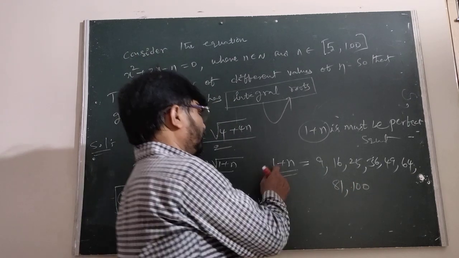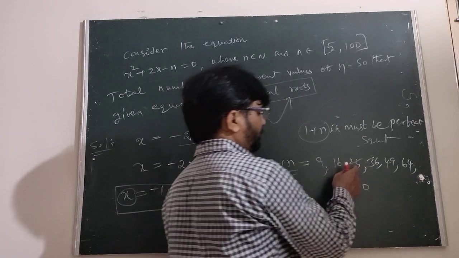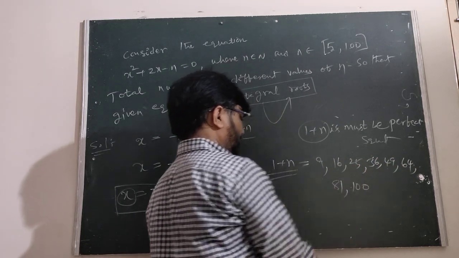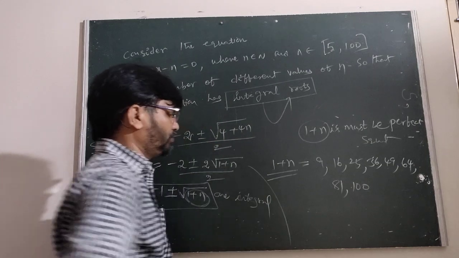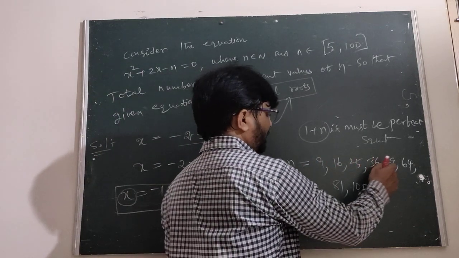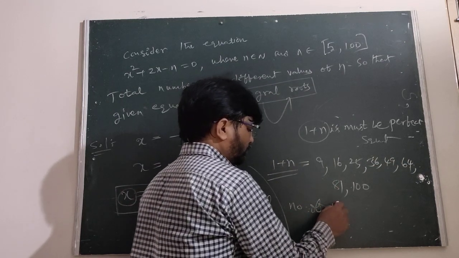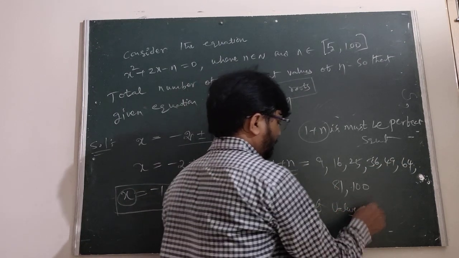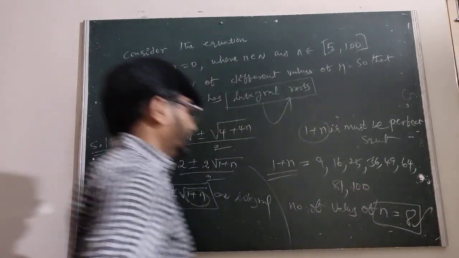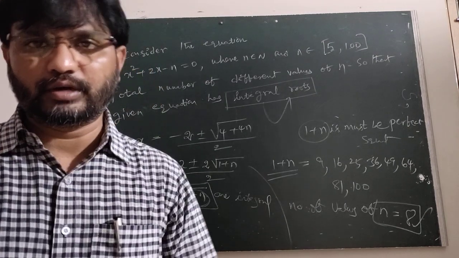Subtracting 1, we get 8, 15, 24, 35, 48, 63, 80, 99. The number of values of n are 1, 2, 3, 4, 5, 6, 7, 8. So the number of values of n must be 8. Okay, understand?